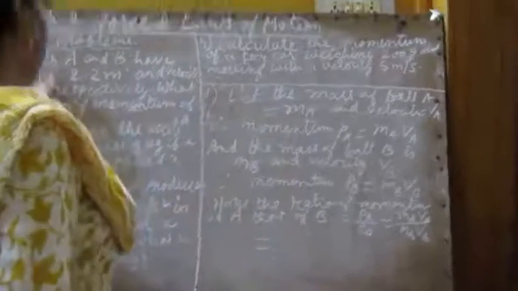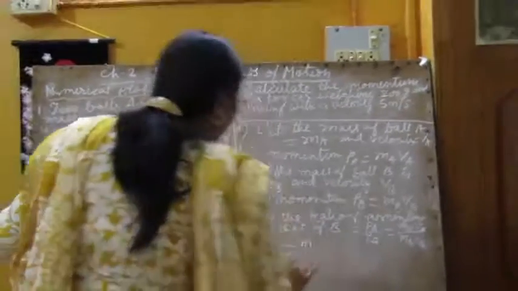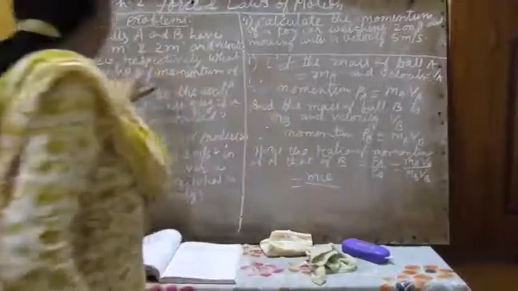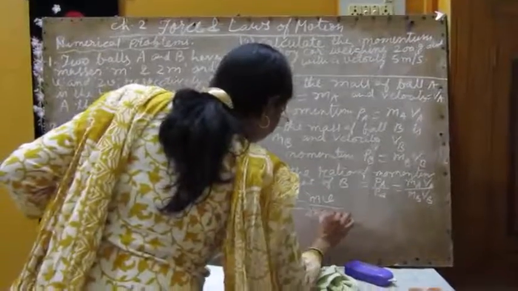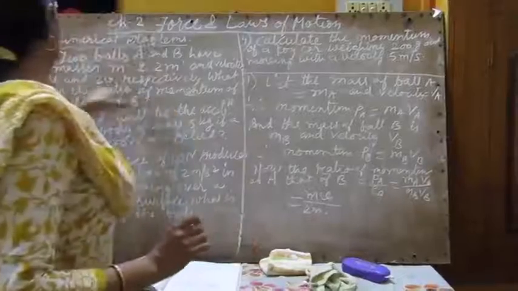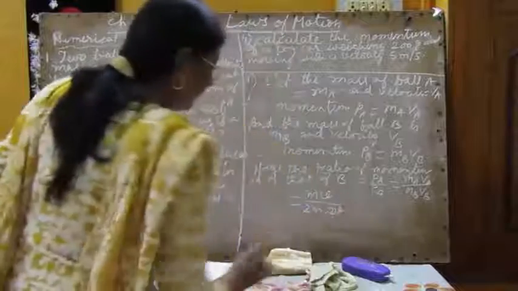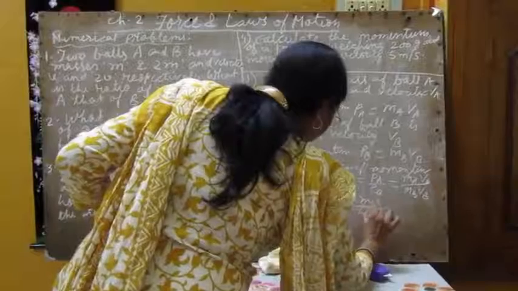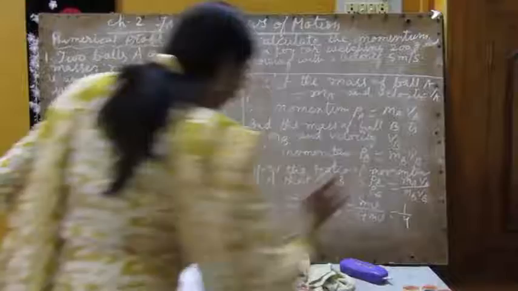They told us mA equals m and vA equals small v. Now mB equals 2m into vB equals 2v, I can write. So it is mv by 4mv. m and v cancel, then 1 by 4.